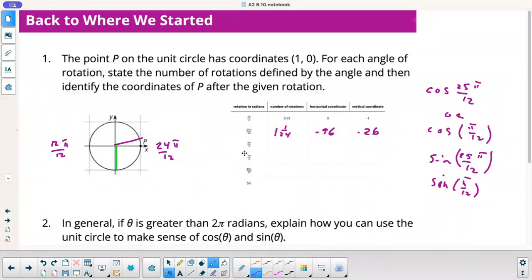All right, the next one here says 5 pi over 2. That one's pretty easy because it's a pi over 2 multiple. So here start at 0, 1 pi over 2, 2 pi over 2, 3 pi over 2, 4 pi over 2, 5 pi over 2. So that one is 1 1/4 rotations. All right, and this one I can do very easily. The horizontal coordinate is 0, the vertical coordinate's 1 because it's at the top. Next one, 7 pi over 3.